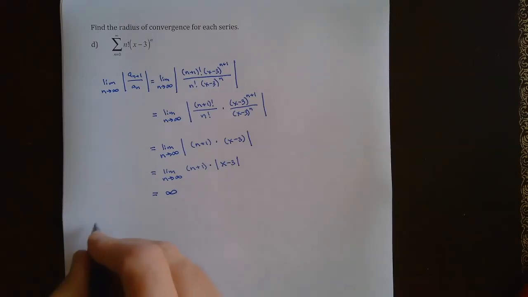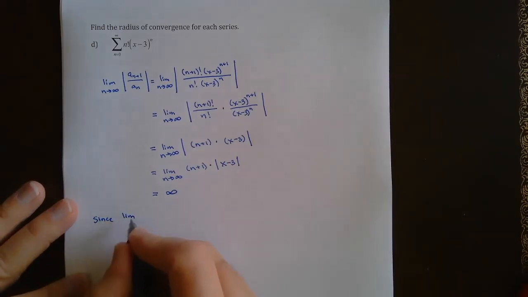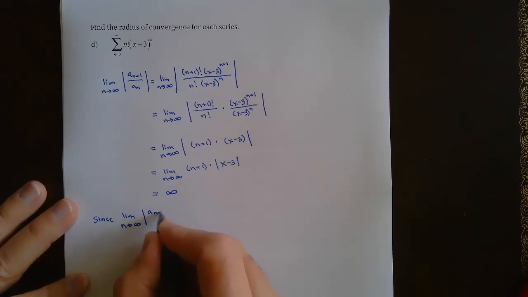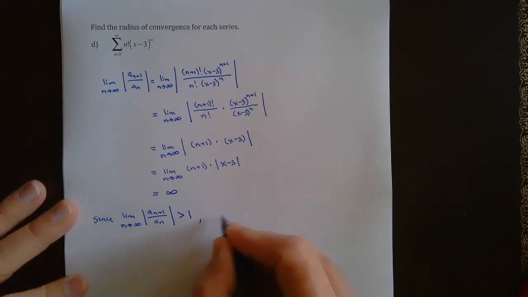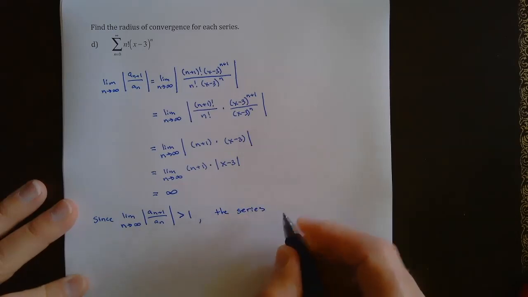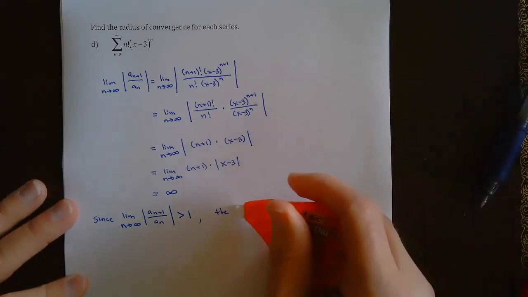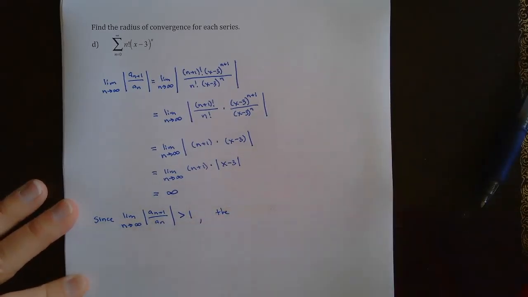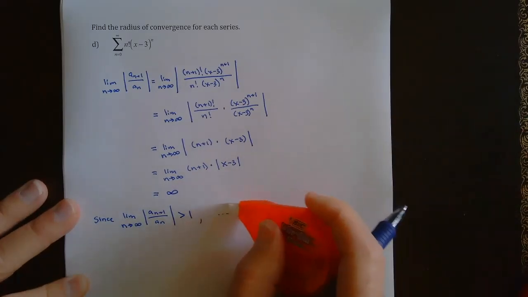So then we can write, since the limit as n approaches infinity of the absolute value of a sub n plus 1 over a sub n is greater than 1, because infinity is bigger than 1, the series, which is the series we're talking about above, right? Actually, I'm going to write the series, because what series are we talking about when we just say this series? I don't think we're being specific enough.